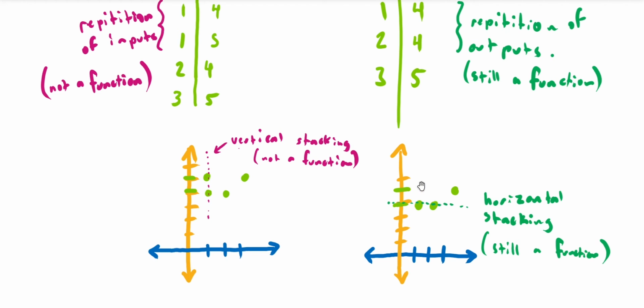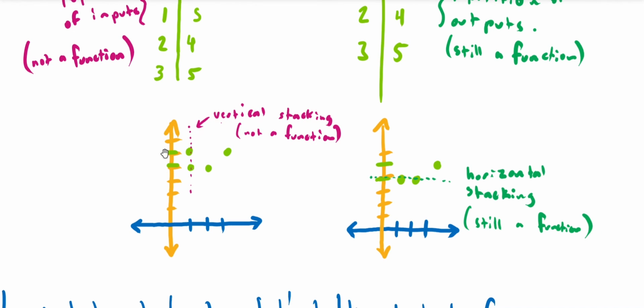Over here, we omitted that 1 point, and now we have this horizontal repetition. That's not a problem. That will still be a function. So this would be the graph of a relation, but not a function. This is a graph of a function, and all functions are also relations. We will come back to this in later videos to talk about the vertical line test.